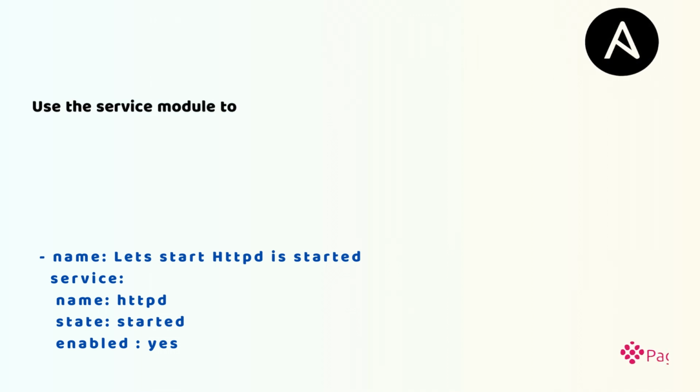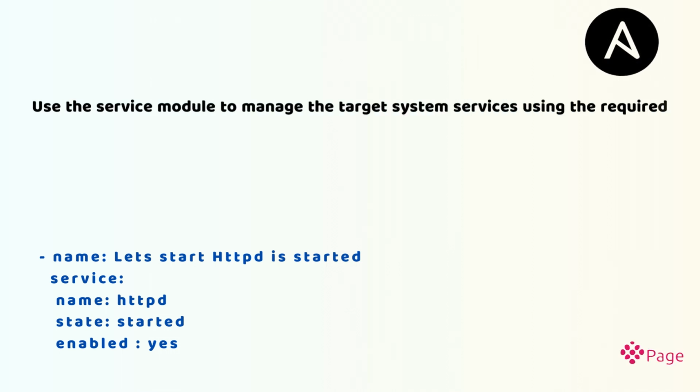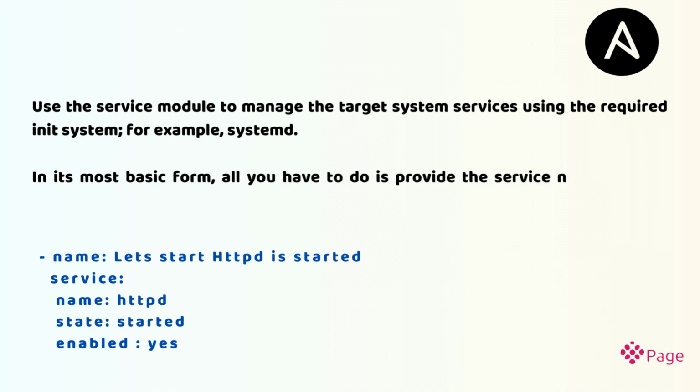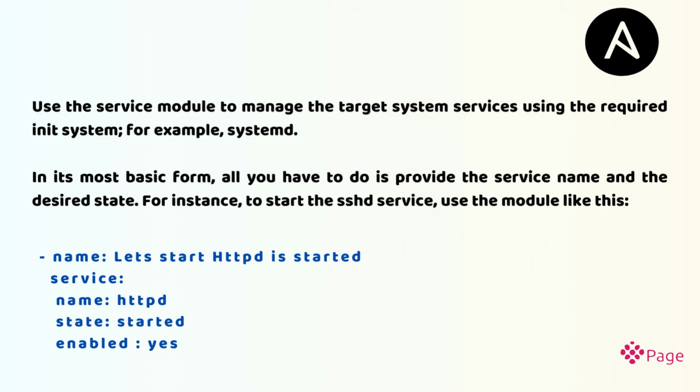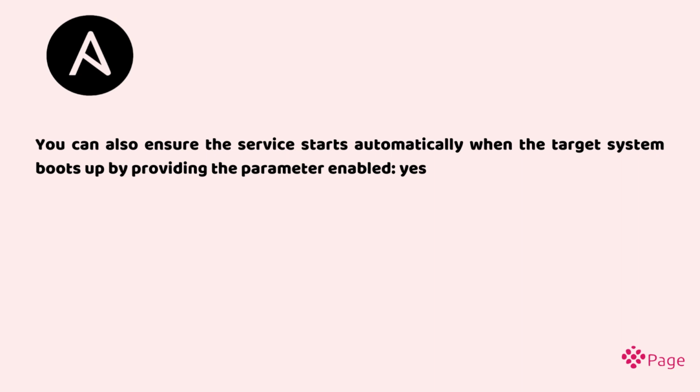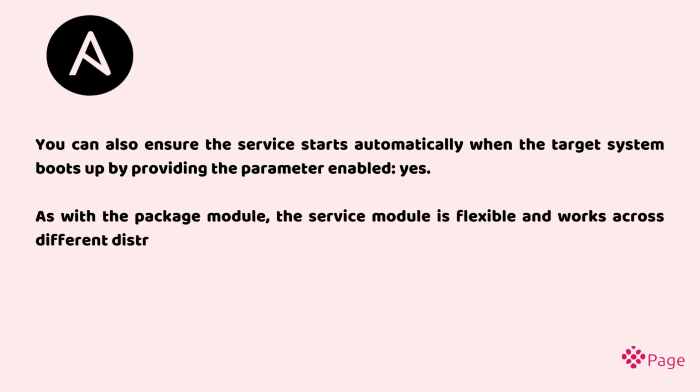Use the service module to manage the target system services using the required init system, for example, systemd. In its most basic form, all you have to do is provide the service name and the desired state. For instance, to start the sshd service, use the module like this. You can also ensure the service starts automatically when the target system boots up by providing the parameter enabled: yes. As with the package module, the service module is flexible and works across different distributions.